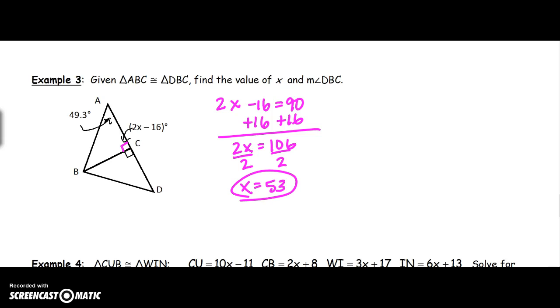Now we need to find the measure of angle DBC, this angle here. Basically we need to find out what this angle measure is. If you remember, angle D is congruent to angle A, right? They're in the same position. So we're looking for the measure of angle D, but do we know the measure of angle A? We sure do. It's 49.3. We know one angle measures 90, one's 49.3. And so if you subtract all of those from 180, the measure of angle DBC is 40.7 degrees.